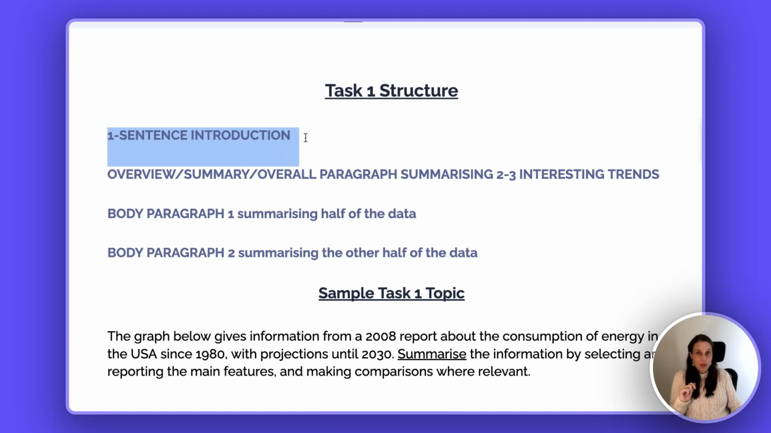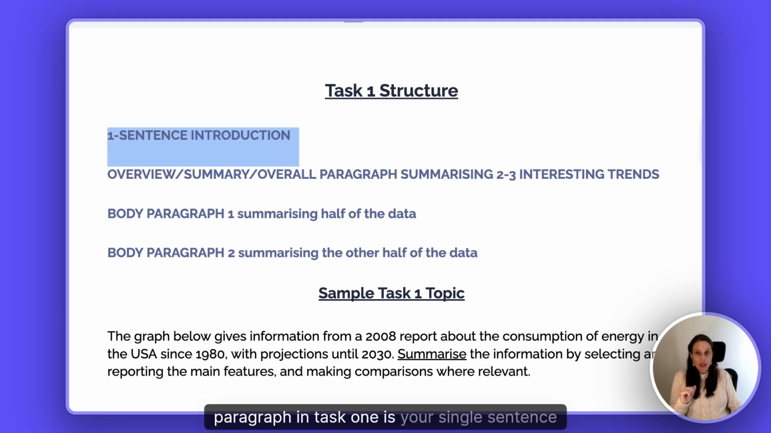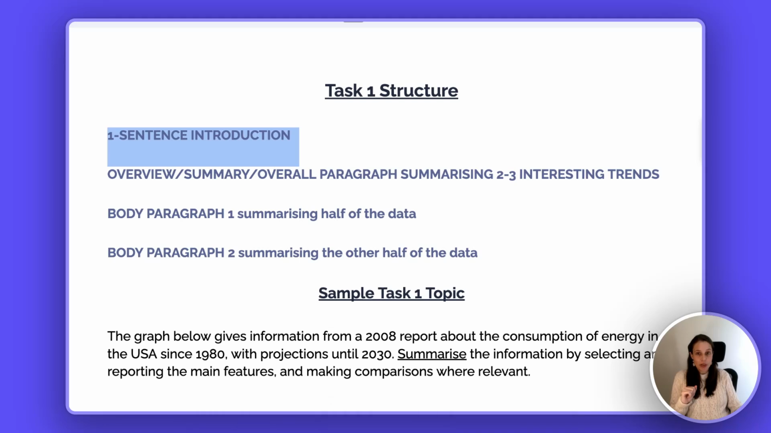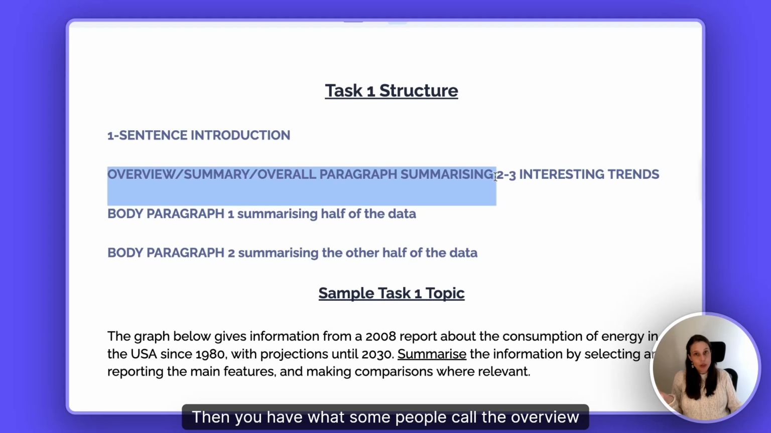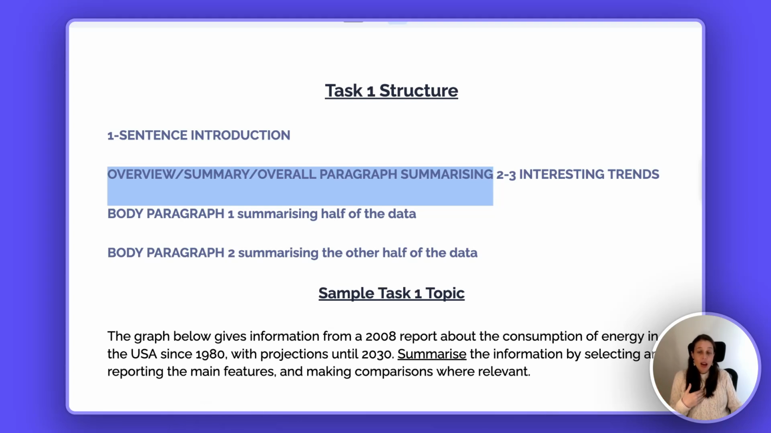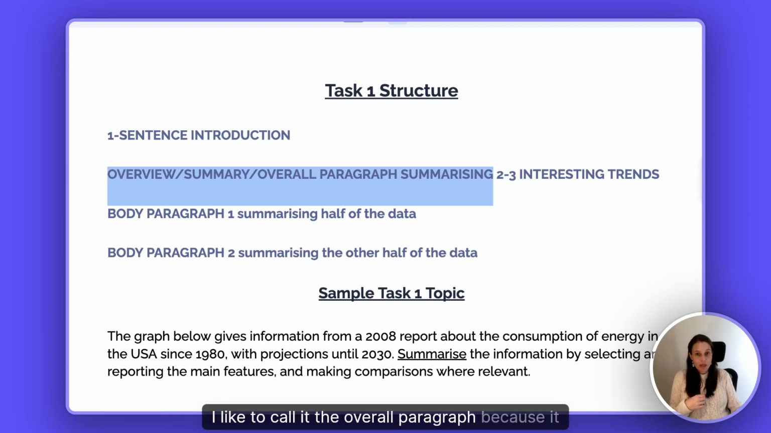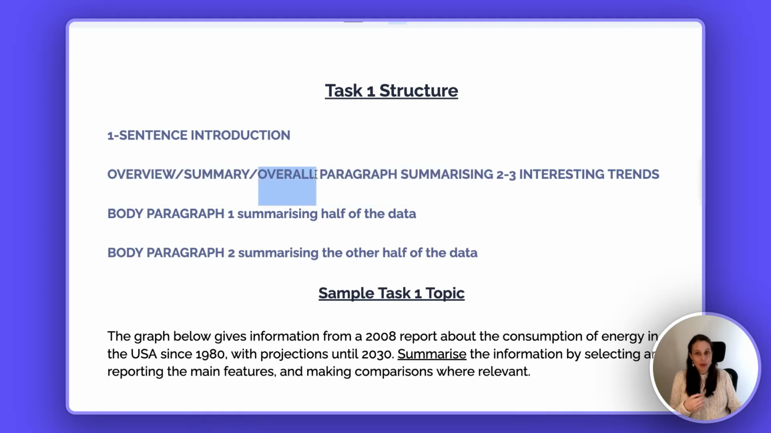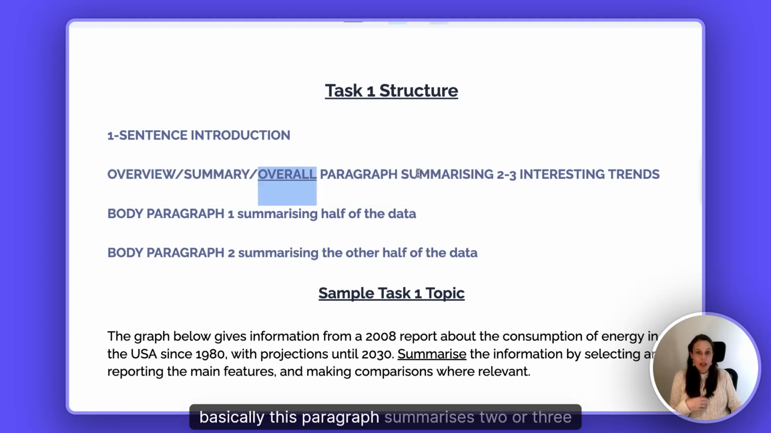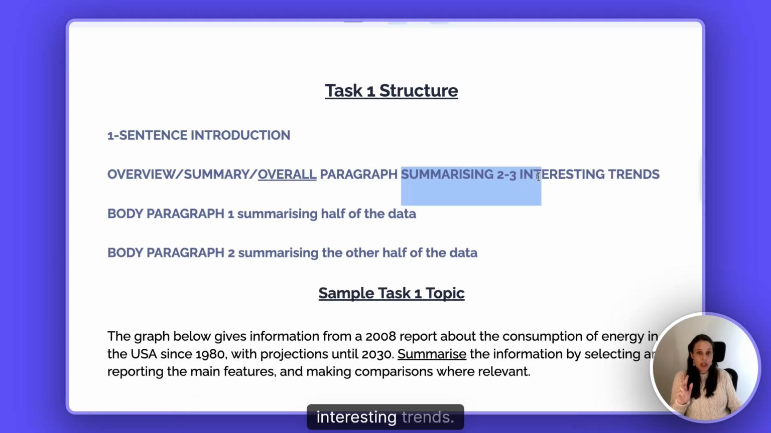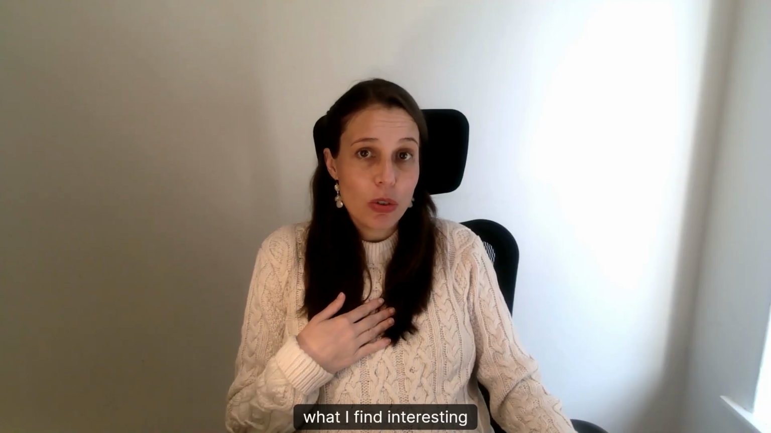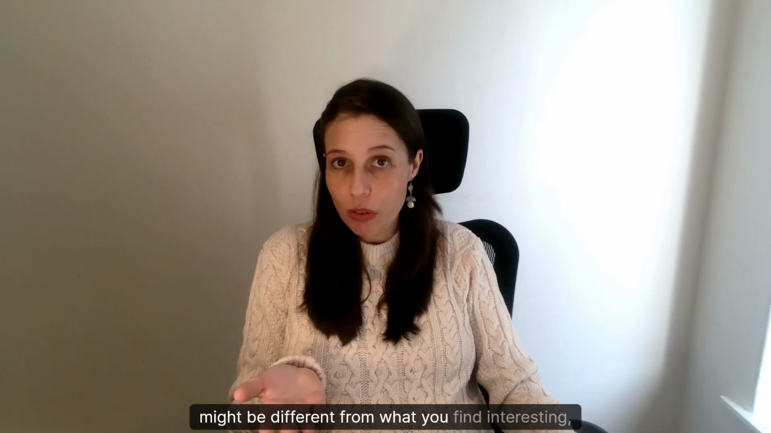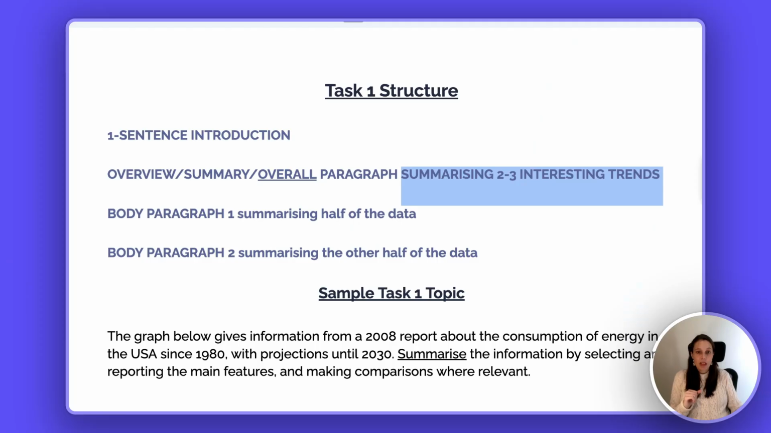So the first paragraph in Task 1 is your single sentence introduction. Then you have what some people call the overview paragraph or the summary paragraph. I like to call it the overall paragraph because it begins with the word overall. And basically this paragraph summarizes 2 or 3 interesting trends. Now what I find interesting might be different from what you find interesting, and that's okay. Together we'll practice identifying the most interesting trends.